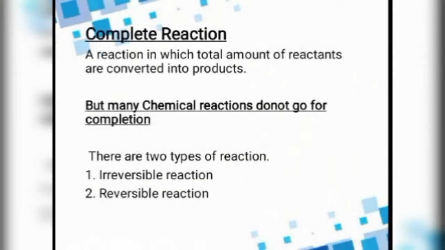Now, the complete reaction. As the name indicates, a reaction in which all the reactants which are present are converted into their products. Students, you have to keep in your mind that not all the chemical reactions are complete. Many chemical reactions do not go for completion. Okay? So, there are two types of reactions. Number one, irreversible reaction, and number two is reversible reaction.